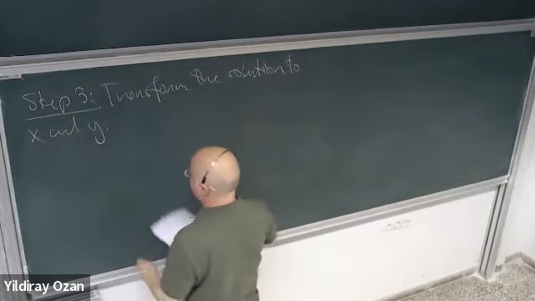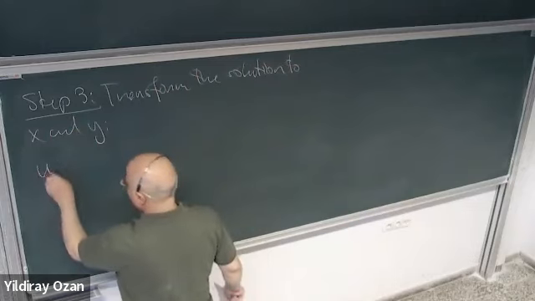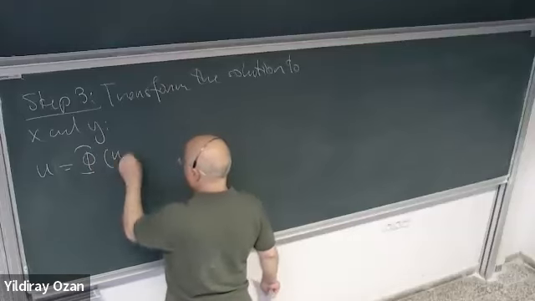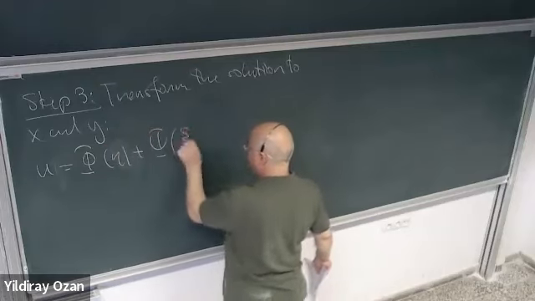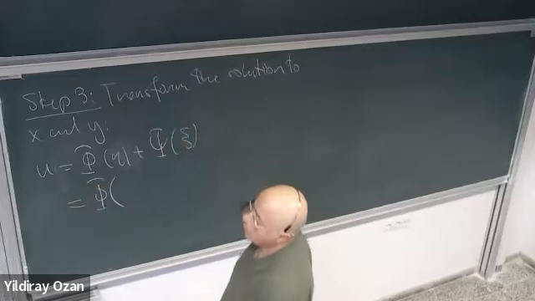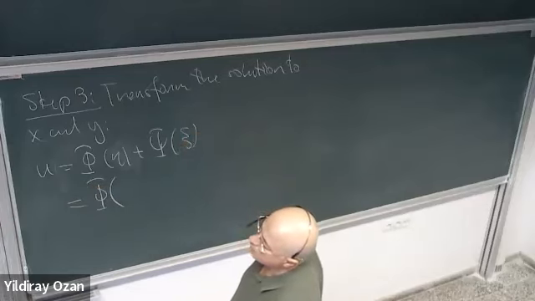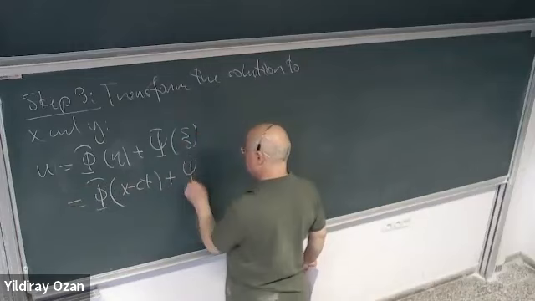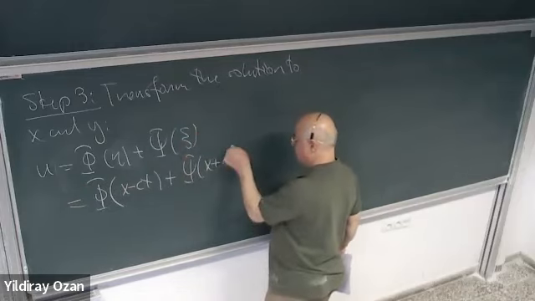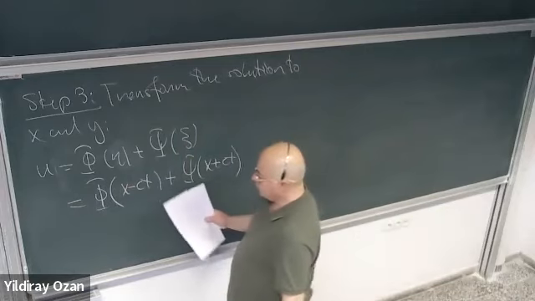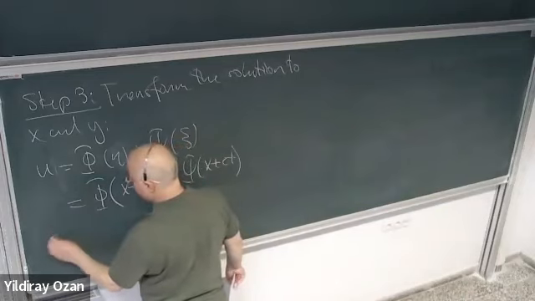Bunu nasıl yapacağız? İşte so our solution u is a function of nu plus a function of c. Well, nu is one of them was minus, so x minus ct plus x plus ct. So this is the solution, okay? This is the general solution.